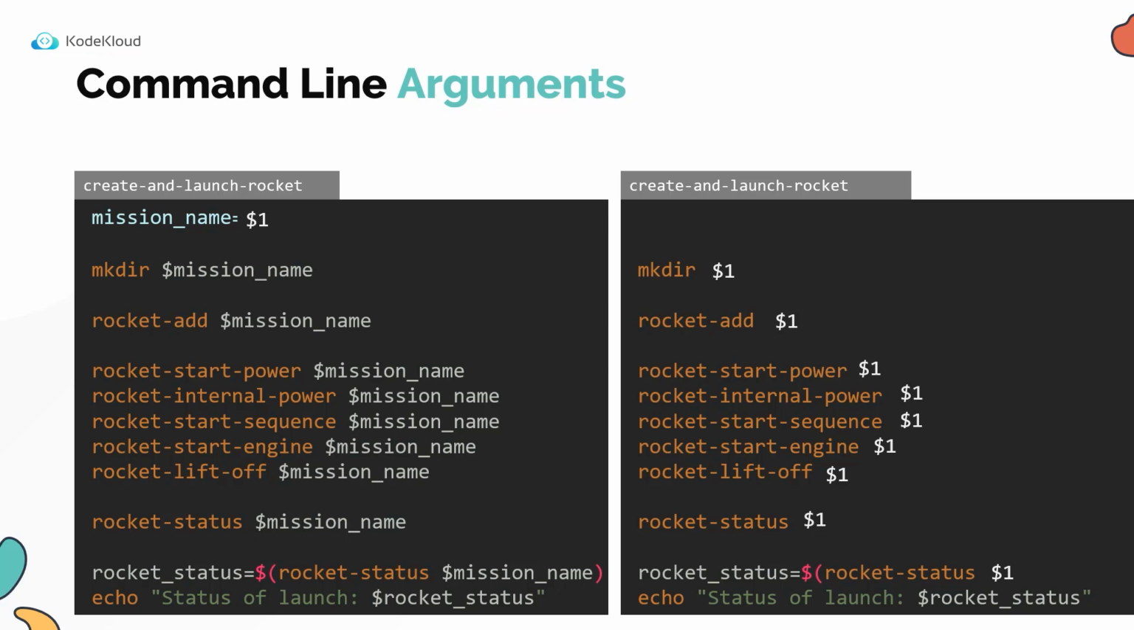However, in the future, when you or someone from your team reviews the script, they may not understand what $1 stands for. So it is recommended to do it the first way by assigning the value to a meaningful variable name and then using that variable name throughout the rest of the script.